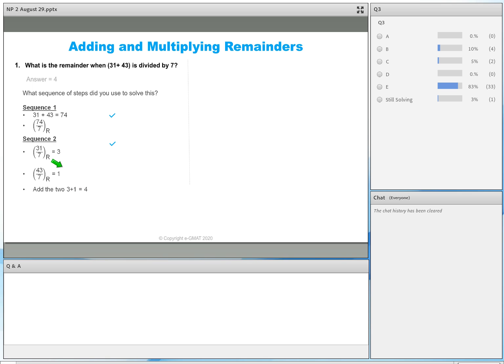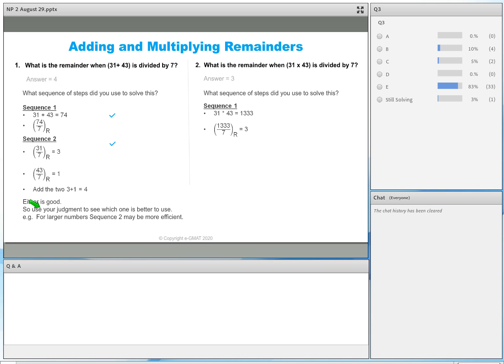And if you see, none of these methods is like, one of them is very fast, one of them is very slow. So either method is good. But say this is the question, 31 times 43 divided by 7. Now method 1 was where you actually multiply it and then divide by 7, you will get the remainder as 3. While the second method, you individually find their remainders, the same ones, of course, 3 and 1 you will get, and multiply the remainders. You get 3. Since 3 is less than the divisor 7, this is the remainder and you're done.